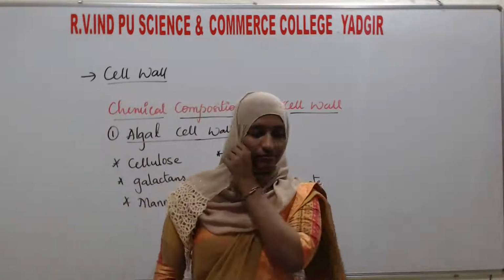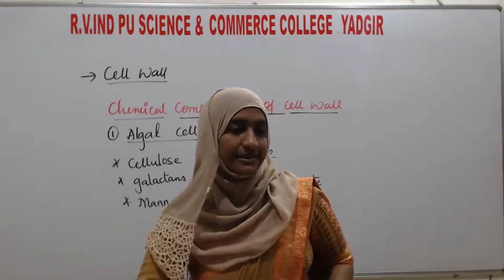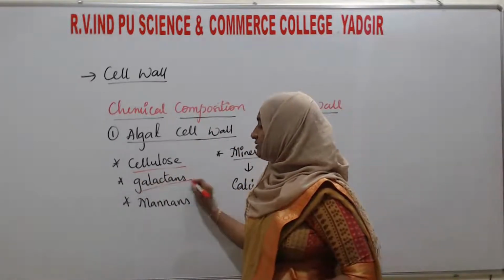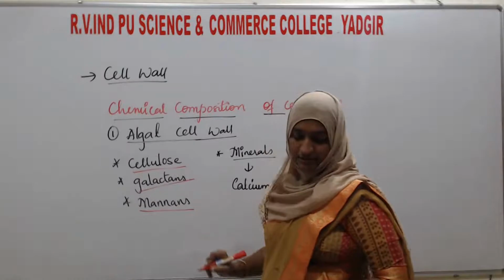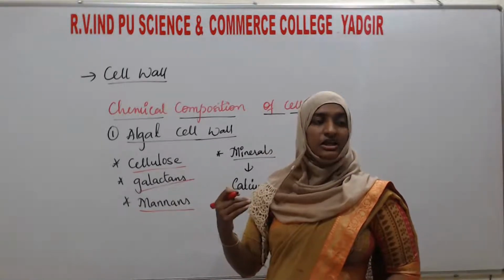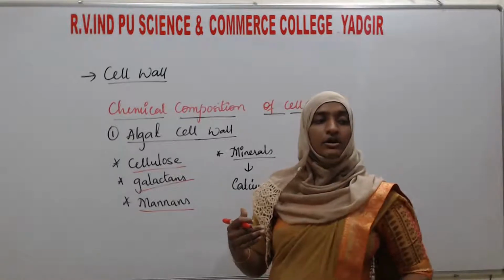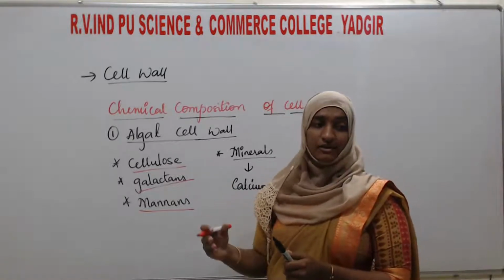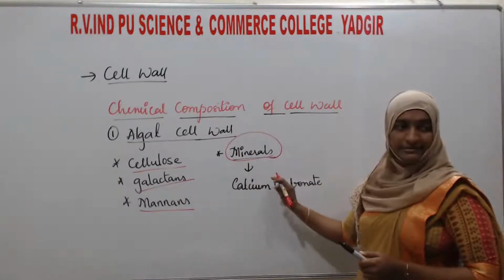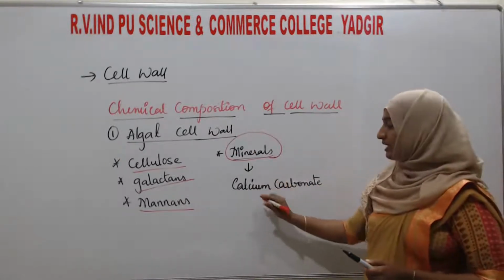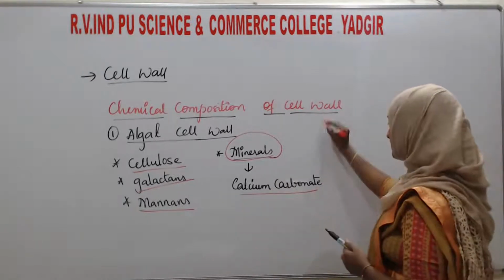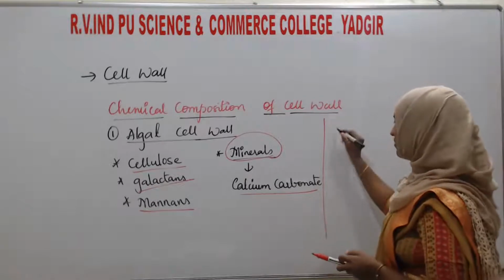So what are the things present in the algal cell wall? Cellulose, galactans, and mannans. These three are the carbohydrates present in the algal cell wall. And certain minerals are also present in the algal cell wall, that is calcium carbonate. So next we will see the plant cell.